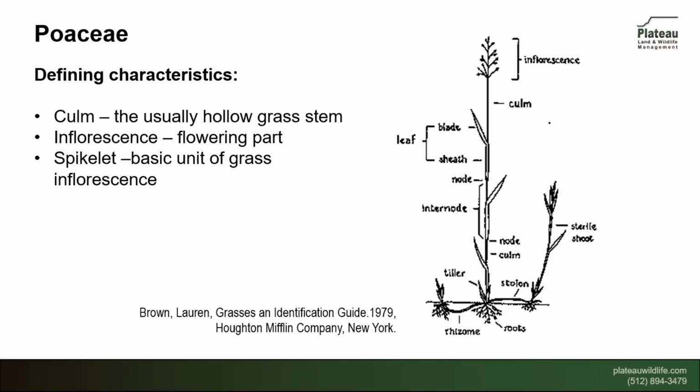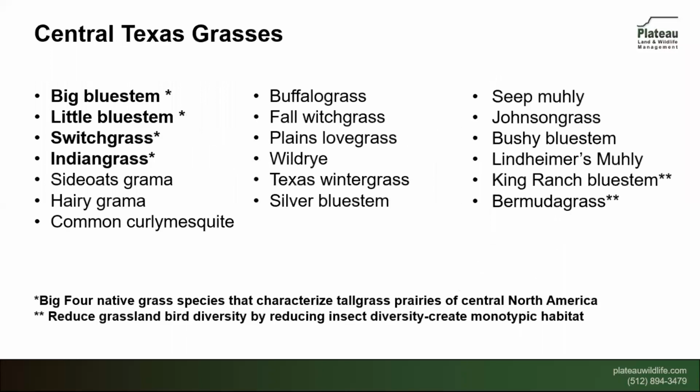But grasses do have usually hollow stems called the culm. That's just the stem that comes out of the ground, right? That's the above ground portion of the stem of the plant. The inflorescence is the flower part of the plant. It's the top where the seeds are and the flowers are. And then the spikelet, which is the little pieces at the end of those branches on the inflorescence. That's kind of the basic unit of it. And you're going to see these terms in a lot of field guides, which is why I've mentioned them here. So let's jump into some common ones.